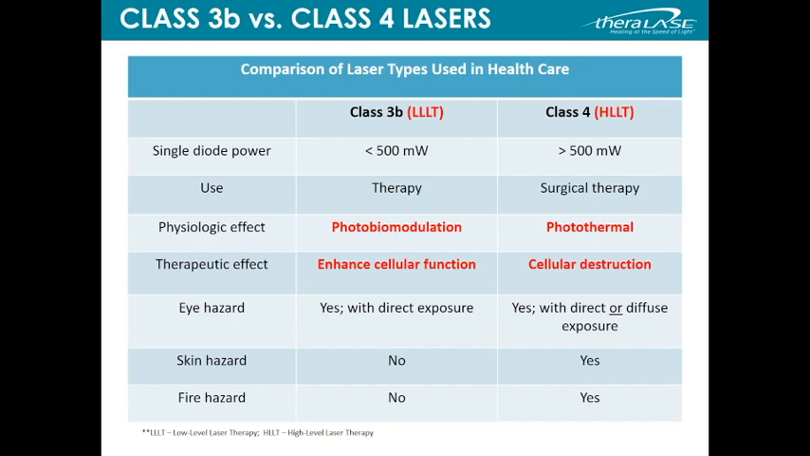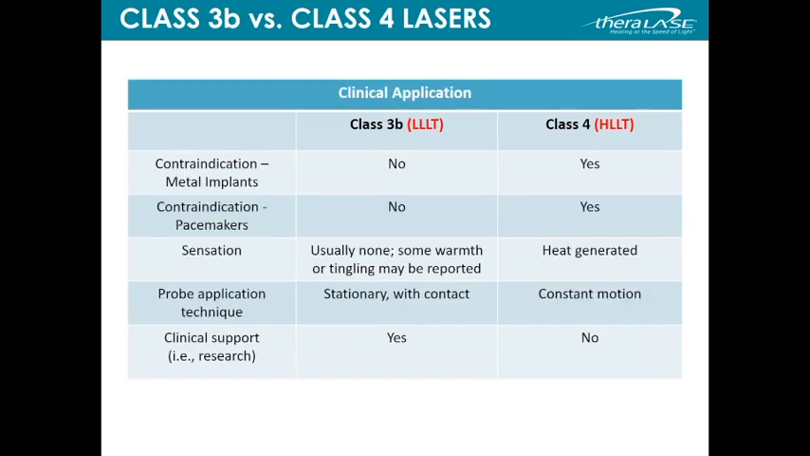The only hazard with a class 3B is direct exposure of the eye to the laser beam, whereas with class 4, we have a significant risk of burning the skin as well as a fire hazard. Now, in terms of clinical applications, as mentioned previously, class 3B lasers can be used over metal implants and pacemakers, whereas class 4 lasers cannot due to the thermal effects.